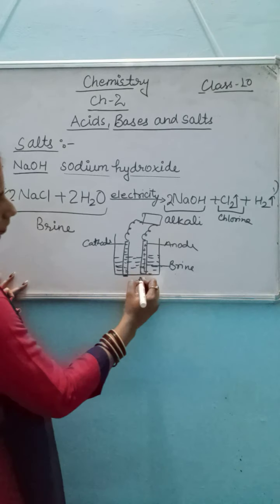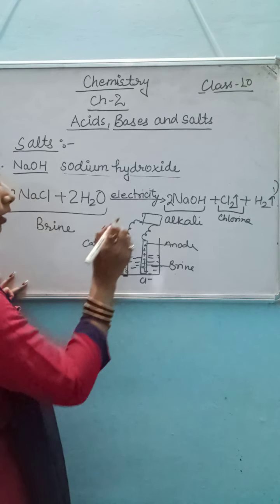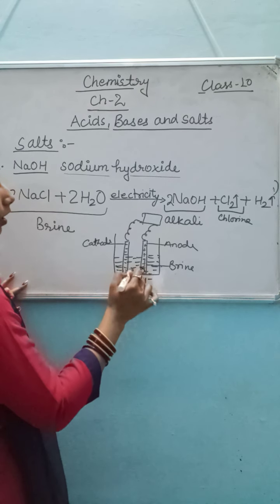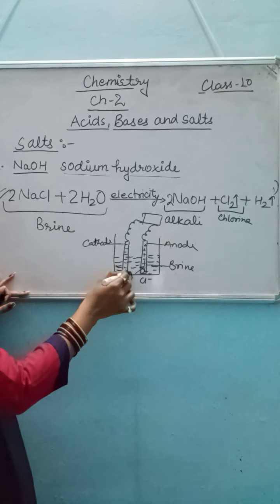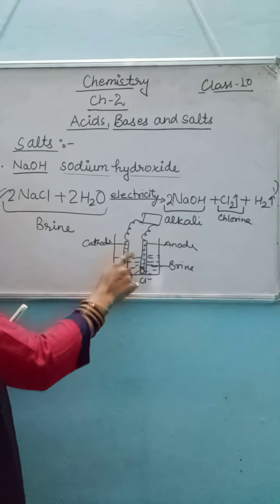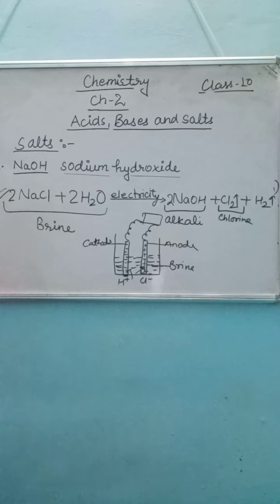Now the chlorine, which is Cl minus, and hydrogen, which is plus. So chlorine gas goes near the anode and the cathode carries hydrogen gas. So chlorine gas is given off at the anode and hydrogen gas at the cathode. Now sodium hydroxide solution is formed near the cathode. So this is all about how sodium hydroxide is produced.